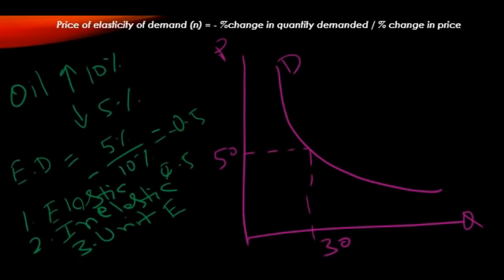Now if the insulin price is increased to, let's say, 70 rupees, do you think the quantity will reduce? It will not, because you do not have any substitute for insulin. So the demand will still remain at 30, even after increasing the price. The reason is because there is no substitute.